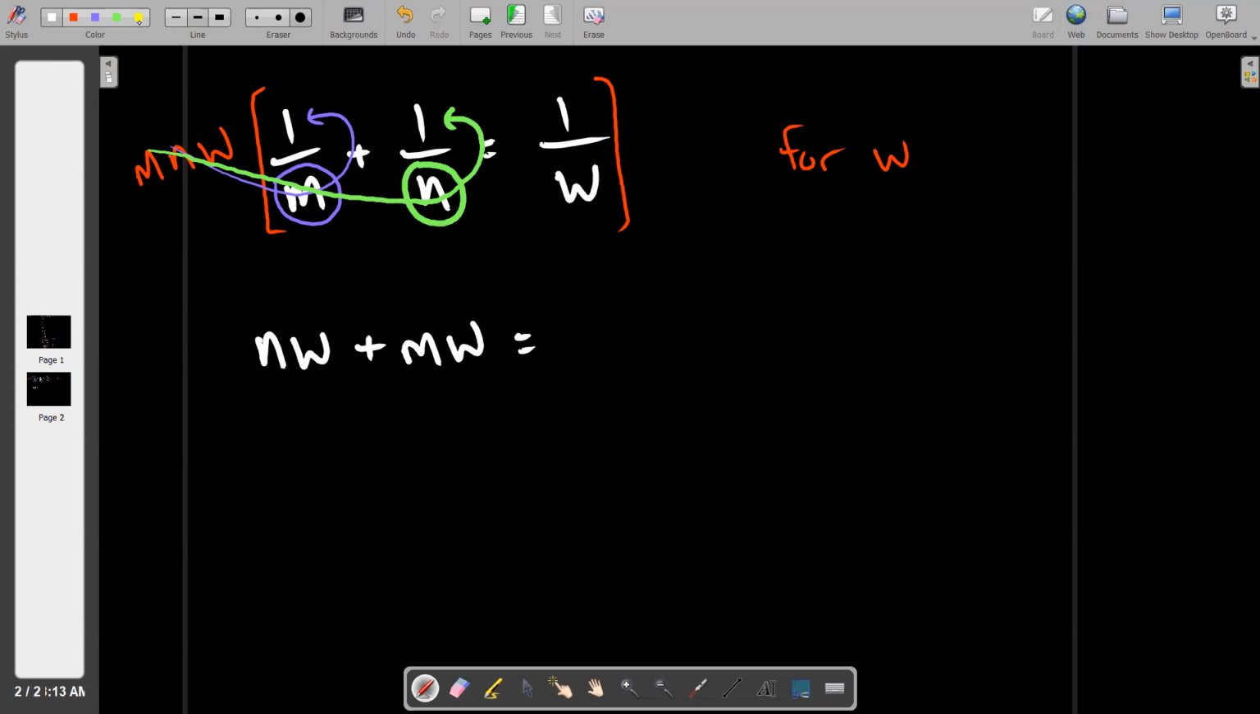And then finally, follow the yellow. I'm trying to eliminate this fraction, but my toolkit that I brought contains a little of everything that I need to kill all of the fractions. So when I perform this long yellow hook, the W's cancel, and what does that leave? Times 1, which is MN.